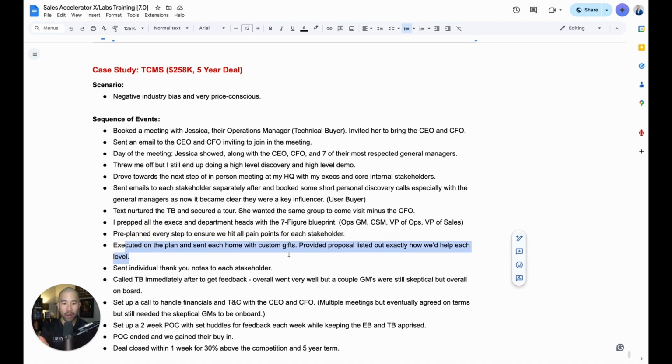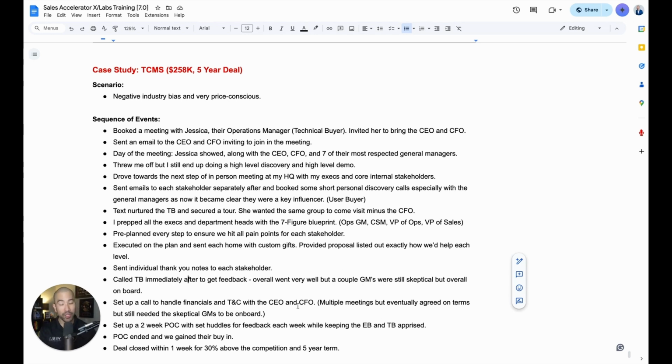We provided a proposal listing exactly how to help each person. We sent individual notes to each stakeholder after. After that I called the technical buyer to get feedback as well. Overall it went pretty well, but a couple of GMs were still really skeptical. But overall we're on board.